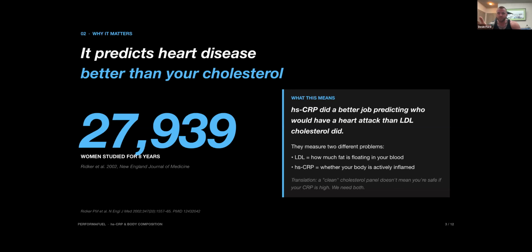LDL, regular cholesterol, it doesn't really matter. Cholesterol itself matters a lot less than you think. But it's very, very interesting that CRP was way more of a predictor of heart disease and who had a heart attack than your cholesterol was. So it's very interesting.